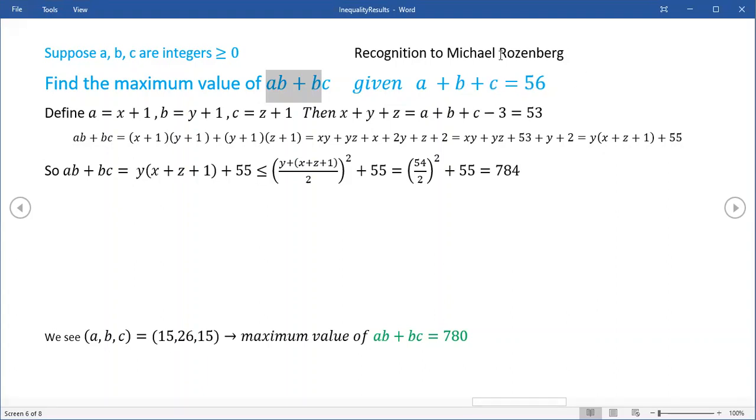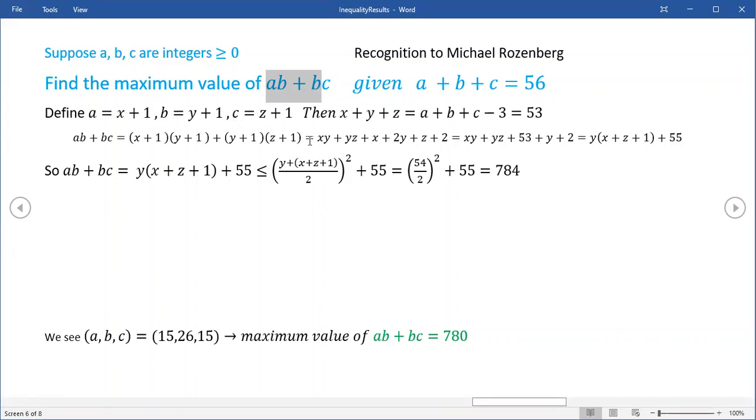All right. Now it turns out a very useful technique right here is to actually redefine A, B, and C in terms of X, Y, and Z. And so we actually let A equal X plus 1. And this is not something I would have ever discovered on my own. We let B equal Y plus 1 and C equal Z plus 1.